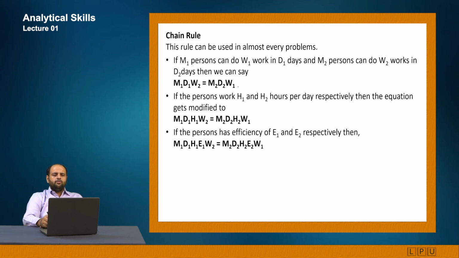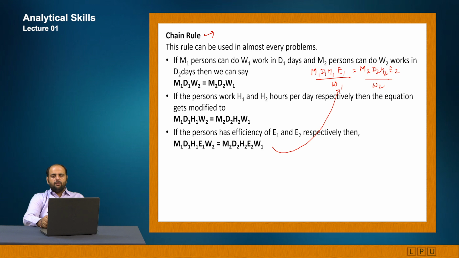Now this is the same thing that we have already discussed earlier, known as the chain rule. Here we have a simple formula, here we have 3 formulas. Now we will convert this into one single formula that will be easy to remember. That will be M1 D1 H1 E1 upon W1 is equal to M2 D2 H2 E2 upon W2. Okay, just relate with this.